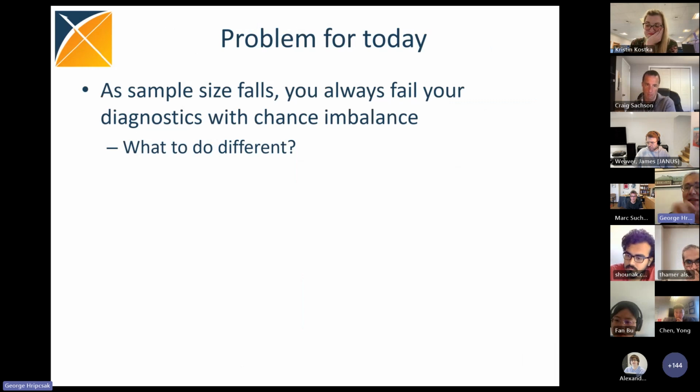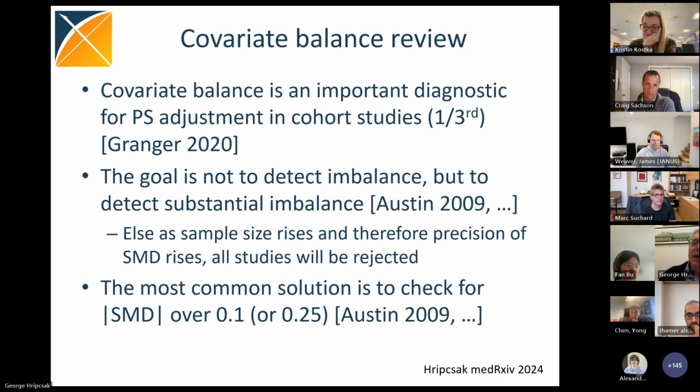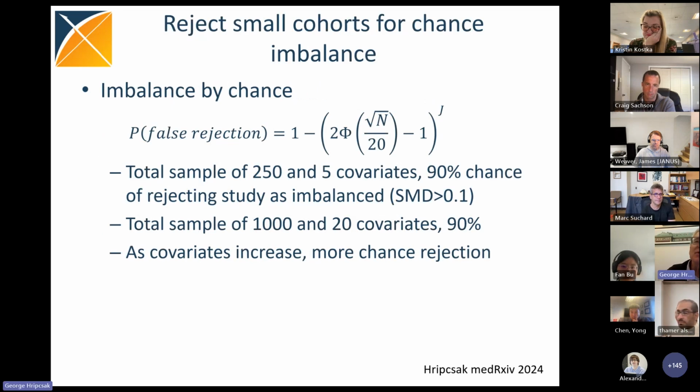The problem for today is sample size falls. You always fail your diagnostics. Why? Because by chance, something's going to exceed that 0.1 threshold. So here's the formula for it. Basically, it says as the sample size drops, say with a total sample size of 250 cases and just 5 covariates, so this should be easier. That is, if you do an outside of OHDSI study, you have a 90% chance of rejecting your study as being imbalanced just by chance alone, not because there's really confounding or instruments in there.